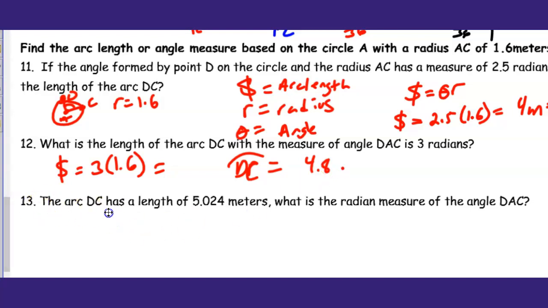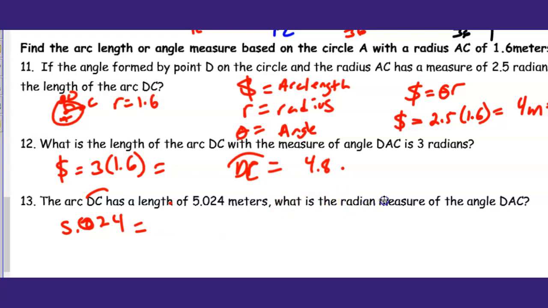Now right here, 13, and again, I'm just using this same equation, guys. Arc length equals angle times radius. It's solid. Right here, the arc DC. So now we know what the arc is. This time the arc is 5.024.